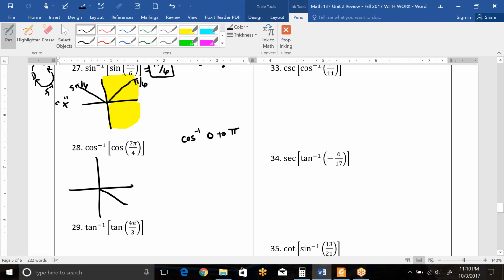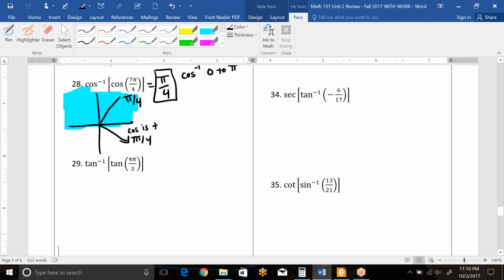So 7 pi over 4 is down here in quad 4, and this is where cosine is positive. The only two quadrants that we have available to us are 0 to pi, so that's these top two, and cosine is also positive up here. So this would be at pi over 4, since that would have to also be a 45-degree angle. So pi over 4.